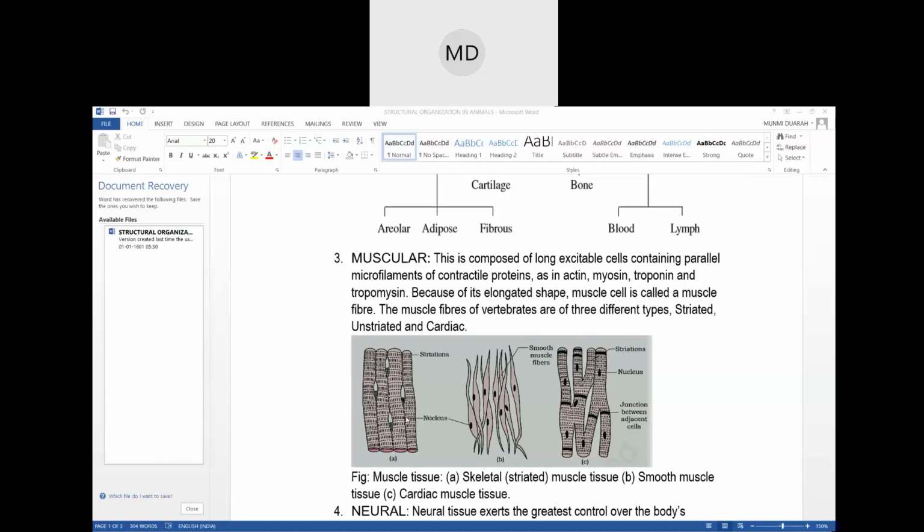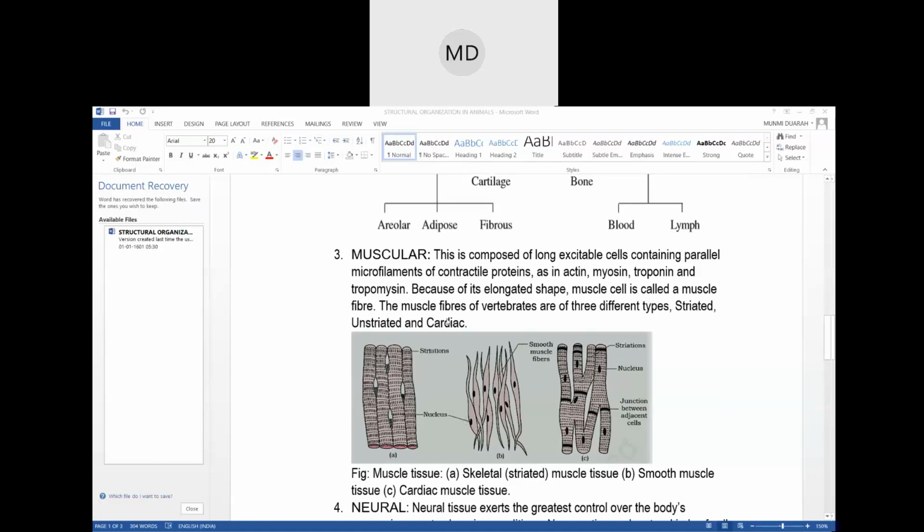And there is a nucleus. All cells have a nucleus, so this will also have a nucleus. So these are nuclei, and these striations are there. Here also striations are there, but in striated muscle, generally the skeletal muscle, the name comes from these striations. In smooth muscle, there are no striations.